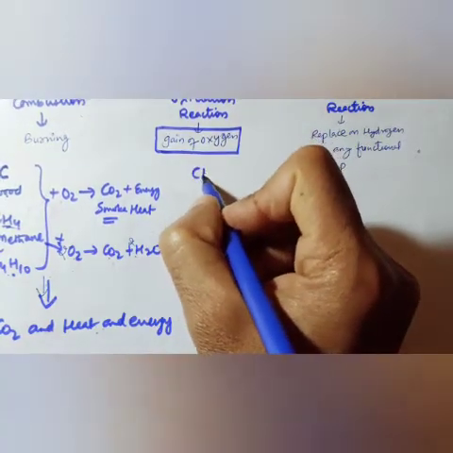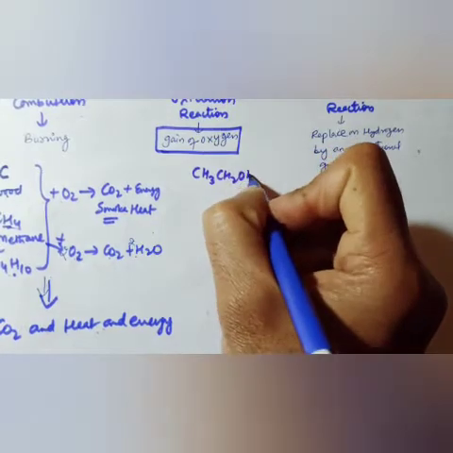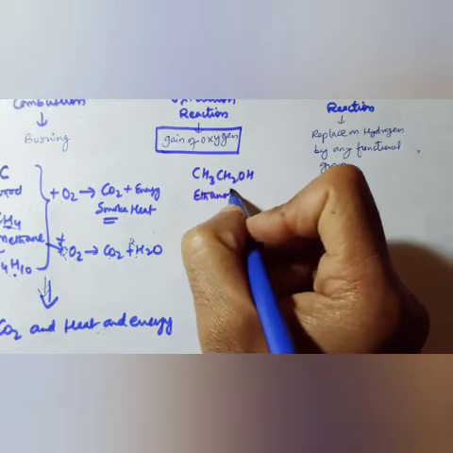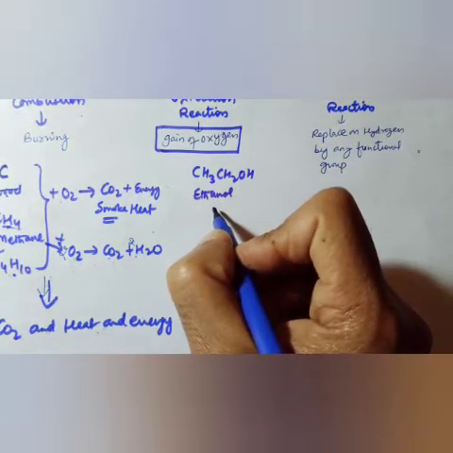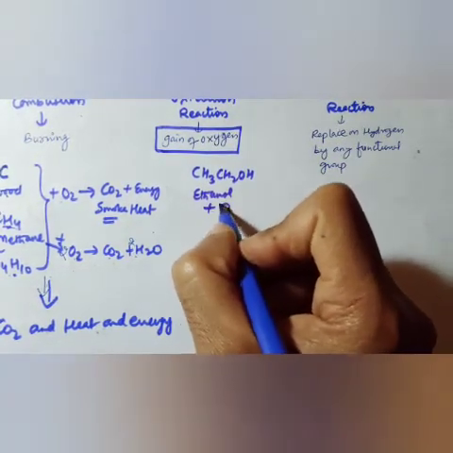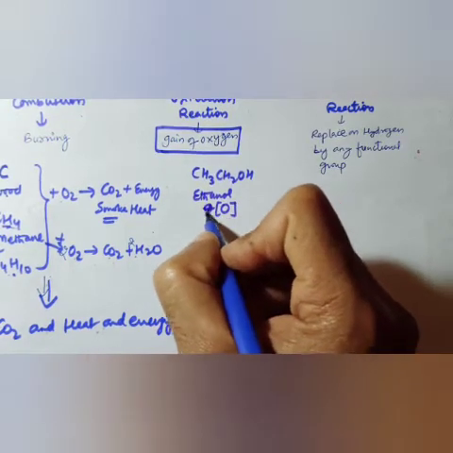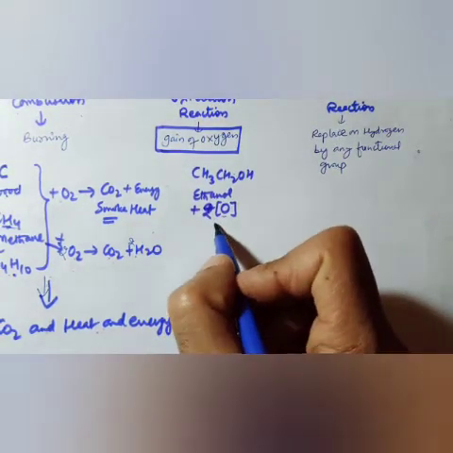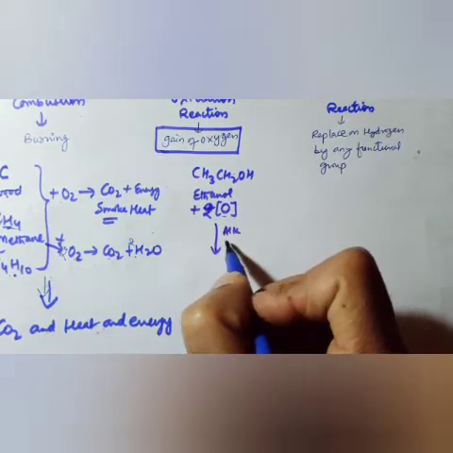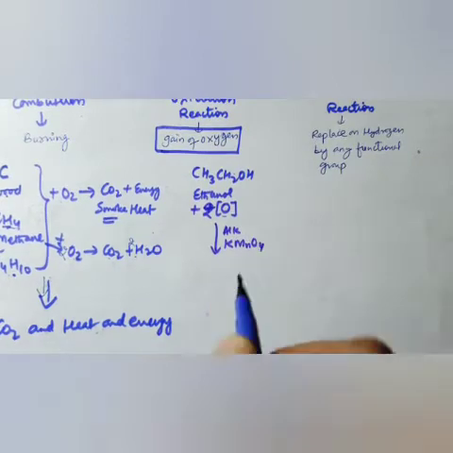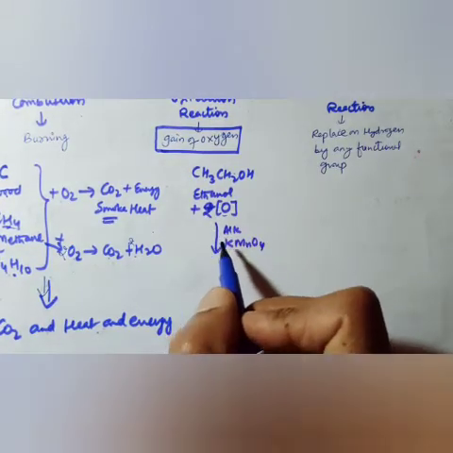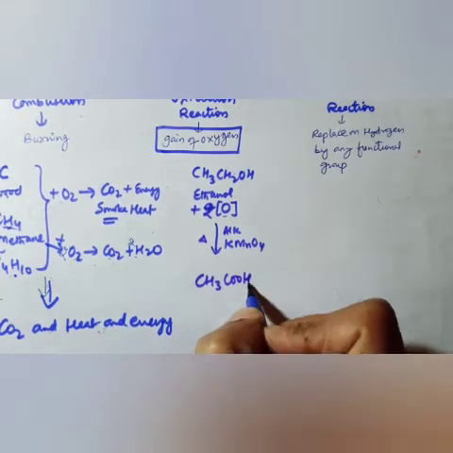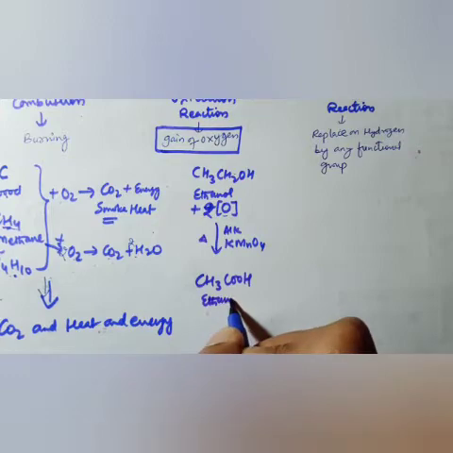Very simple. We come to know ethanol, CH3CH2OH. When it is oxidized, oxygen is added. Now oxygen is going to be added in the presence of alkaline KMnO4. This you need to keep in your mind, dear student, and with heat it will convert into CH3COOH. It means ethanoic acid.